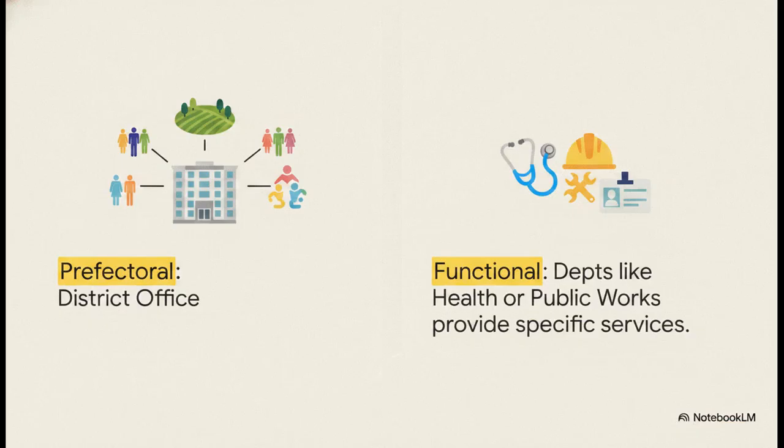Just to add a bit more detail, deconcentration actually splits into 2 specific flavors. First, you've got prefectorial deconcentration. A perfect example of this is the district office, where the district officer acts as a general provider for land and community services requested by the state. The second flavor is functional deconcentration. This refers to agencies providing one very specific service. So think of the National Registration Department, the Public Works Department, or the Health Department.